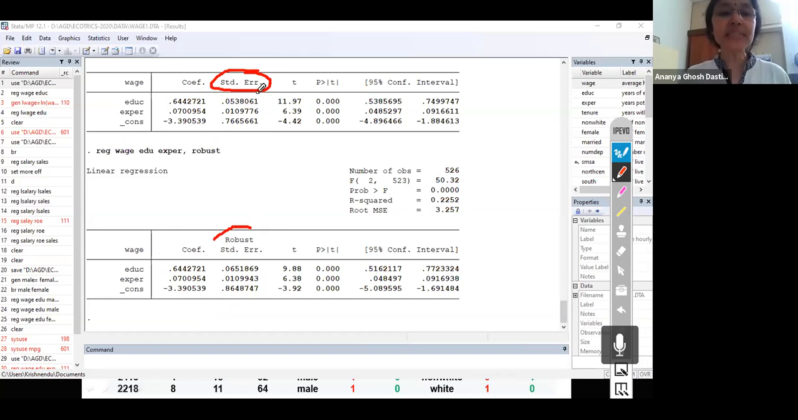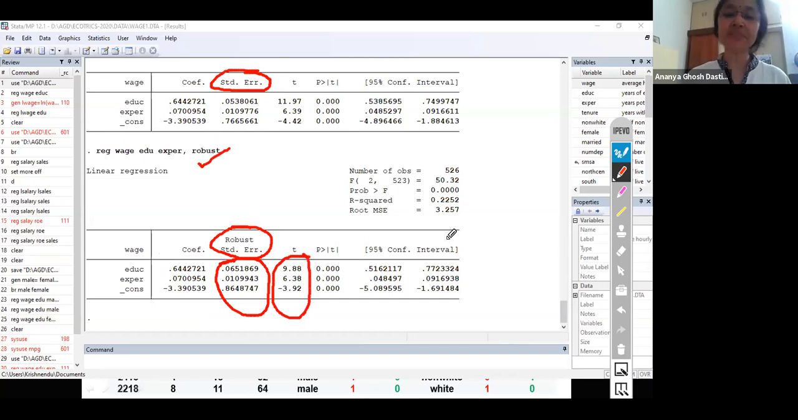So you see, the difference between the model that is corrected for heteroscedasticity and the one which is not corrected for heteroscedasticity lies in the standard errors. And therefore it lies in the t statistics, because remember, if the standard errors change, the t statistics will also change. Okay. So that is so far as the heteroscedasticity is concerned.